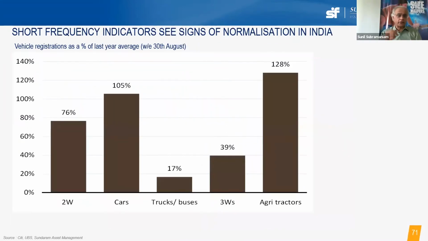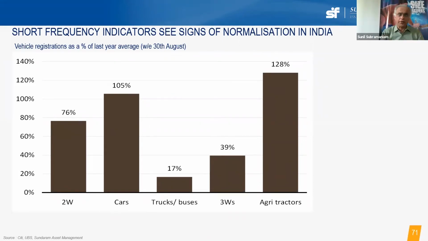And another thing. I talked about lots of signs of normalization, two-wheelers, cars, and tractors, but two key segments of the automotive industry, trucks and buses and three-wheelers, are way below as a percentage of last year. Trucks are only at 17% and three-wheelers at 39%.